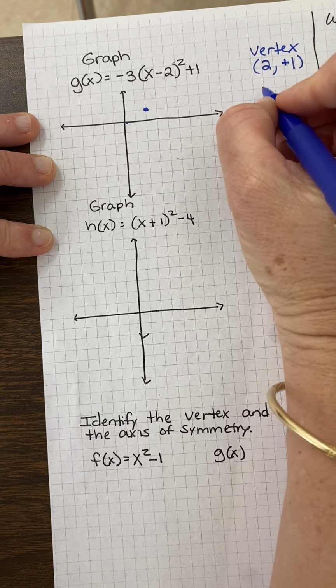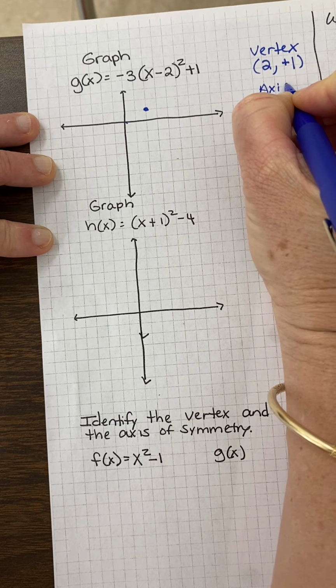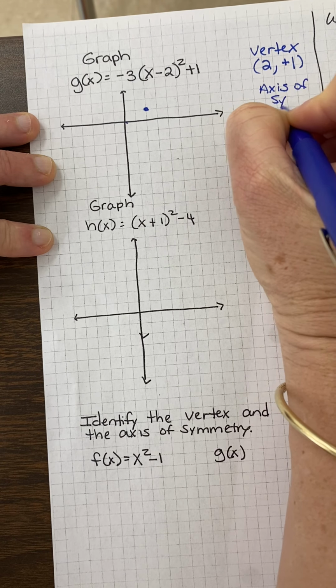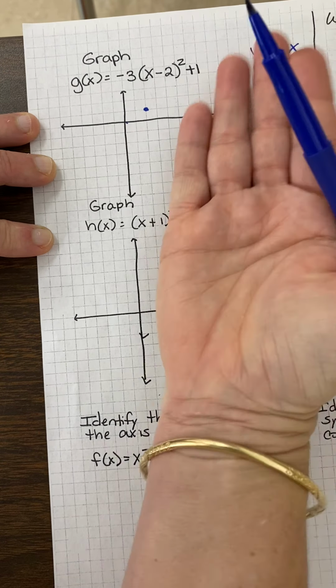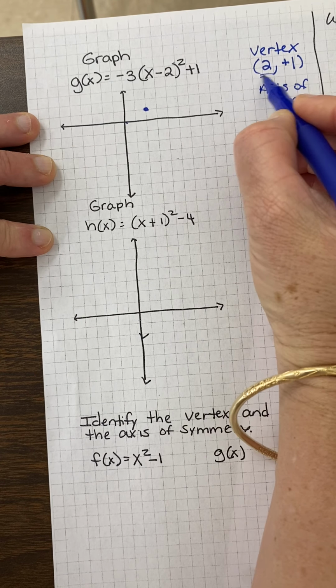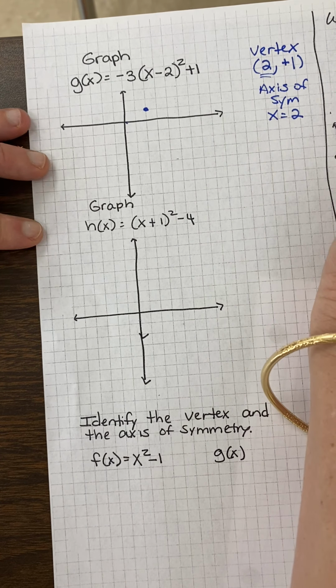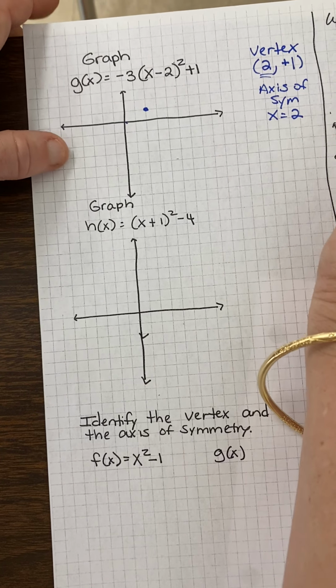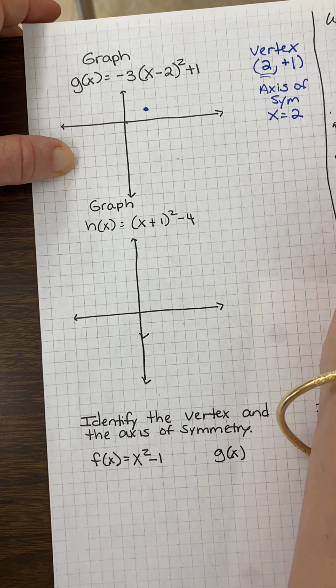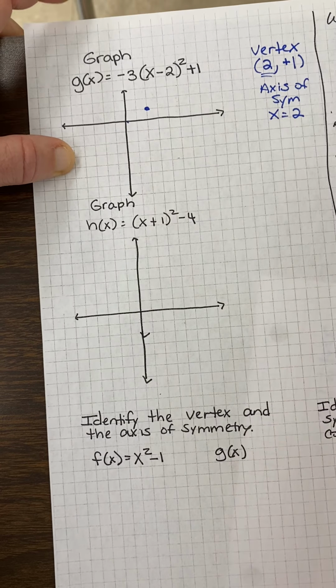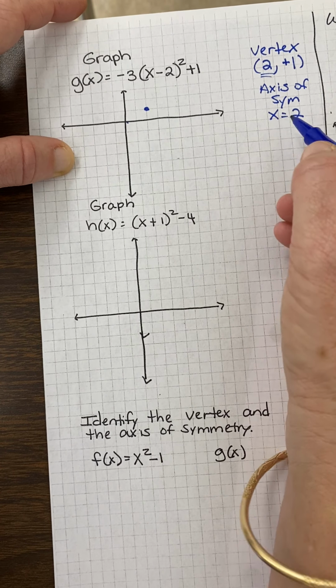The axis of symmetry is where it can reflect over, and it's always going to be the x value of the vertex, so x equals 2. All right, that kind of gives me a few things. So when I start graphing this, I have a little picture in my head so that if it goes wrong, I'm going, wait a second, I made a mistake somewhere.